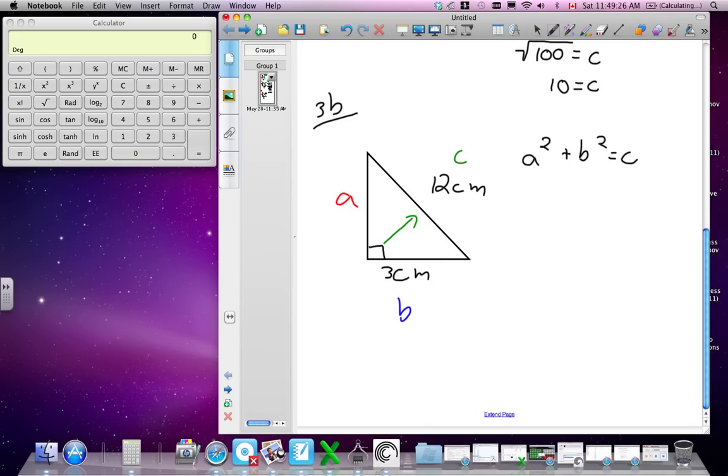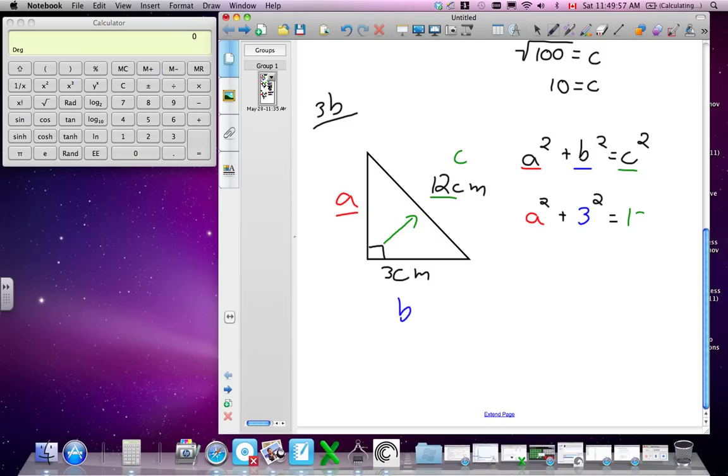Okay, here's what's important. We've got to replace our letters. So we have the measurement for b. What's the measurement for b? 3 centimeters. So I'm going to put 3 squared. What is the measurement for a? We don't know. I'm just going to put the letter a. Okay? Get the plus. So we have a squared plus 3 squared equals, what's our measurement for c? 12 centimeters. 12.